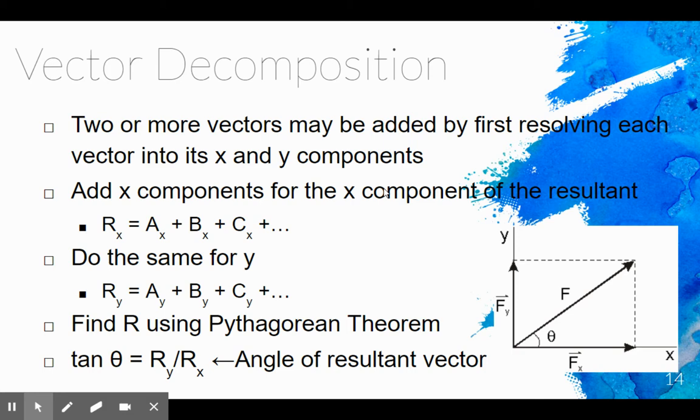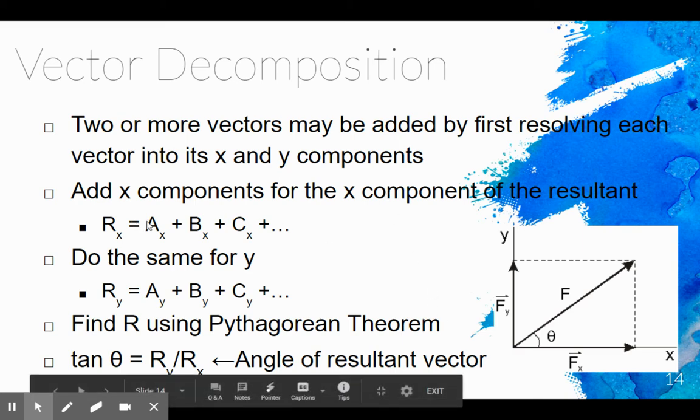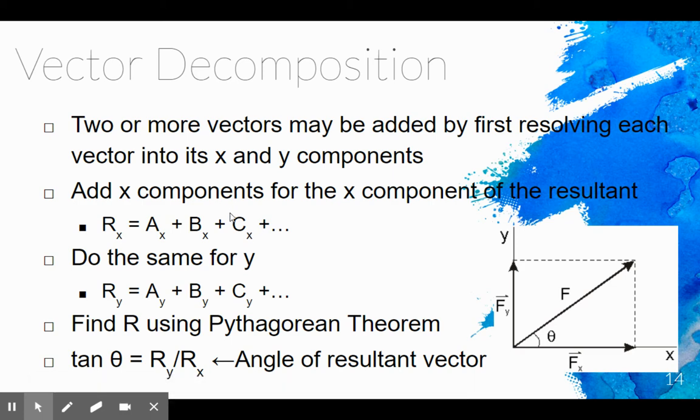So why bother doing this? We do this because now we can take those individual pieces and we can add them together to get the pieces that make up our resultant. So I put in ax plus bx plus cx here. We're only going to be adding 2 vectors, so all we'll need is ax and bx.